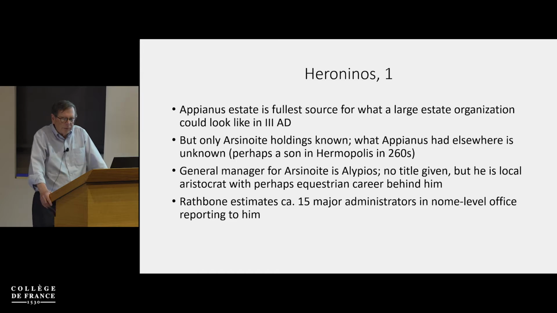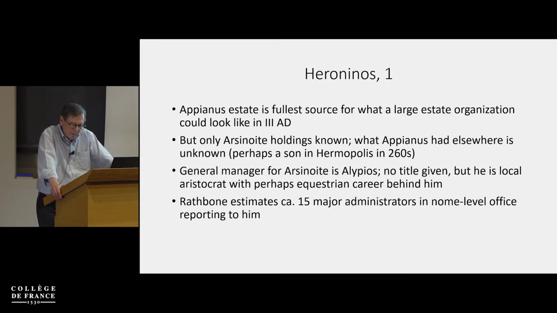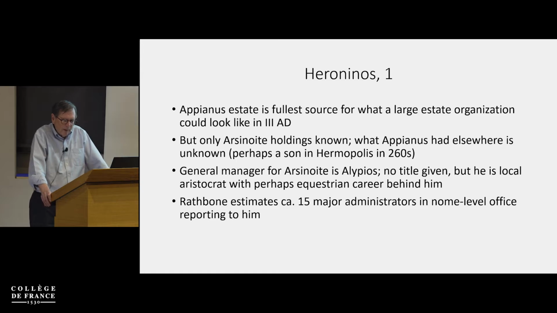It is the Appianus estate that gives us our most complete picture of what a large private enterprise might require in terms of management. And in Dominic Rathbone's study of this estate, we have our most extensive analysis of any such property and its management. But it should be stressed at the outset that we know only the Arsinoite holdings of Appianus. He is likely to have had land elsewhere as well.